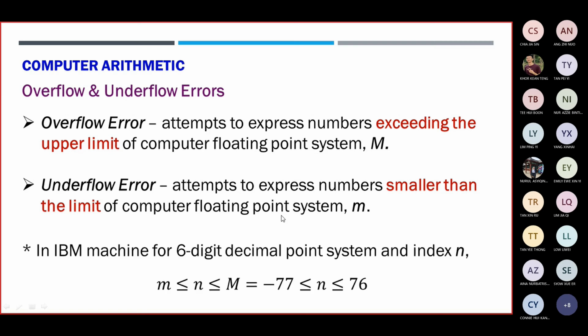Okay. So as I said earlier, the IBM machine for the 6-digit decimal point will usually be in the range between -77 and 76. So the upper limit, the capital M, is 76, that is 10 power of 76, and the lower limit will be 10 power of -77. That is the range usually in the IBM machine. But different operating systems in computers will have different ranges. It's just an example taken from the IBM machines.